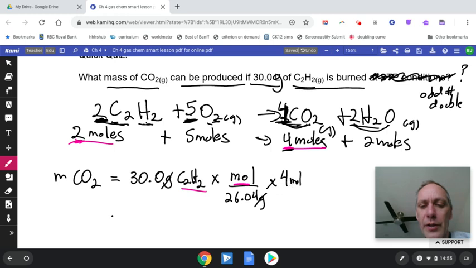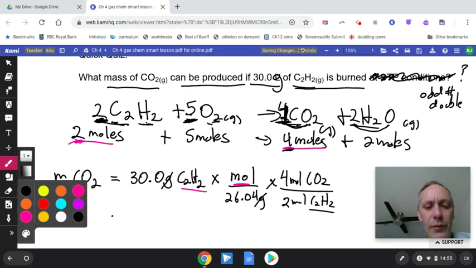4 moles of CO2 are produced for every 2 moles of C2H2. Now, why am I using C2H2 on the bottom? So that I can cancel it out with the C2H2 on the top. Okay, so in this question, I'm going to cancel out everything I can. All right, so what's left?